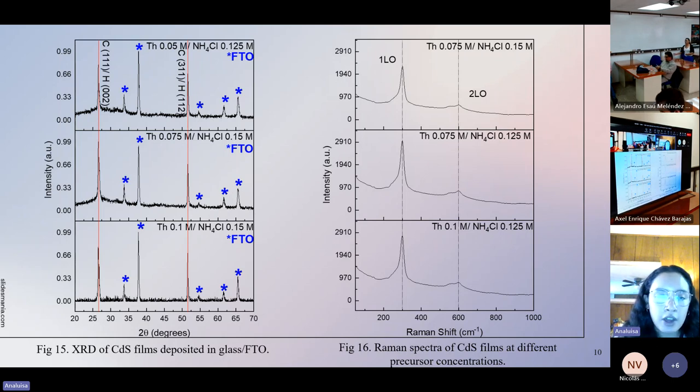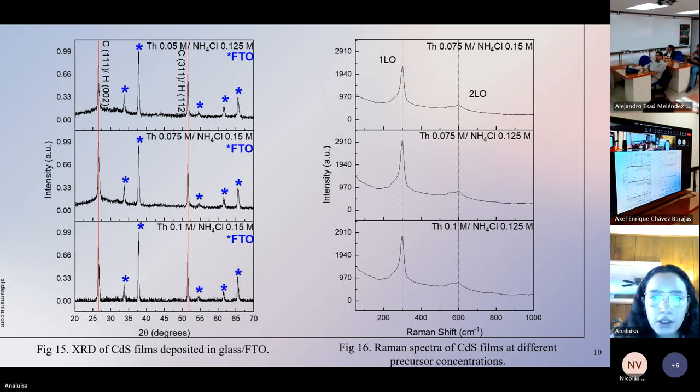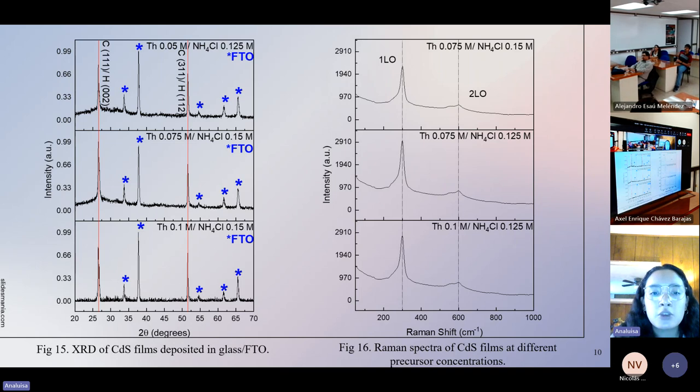Also, the X-ray diffraction patterns show that the 111 and 311 planes align well with the cubic structure of the cadmium sulfide films, and the 002 and 112 planes match with the hexagonal structure of the CdS films. This indicates that we have both phases present in our films, and the rest of the diffractions correspond to the transparent conductive oxide. We use fluorine-doped tin oxide, or FTO.